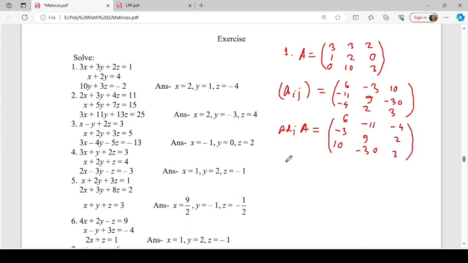Then determinant A is 18 minus 9, it is plus 9, plus 9 plus 20, it is 29. So determinant A is 29.